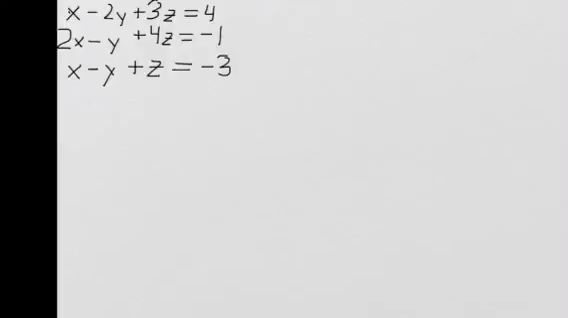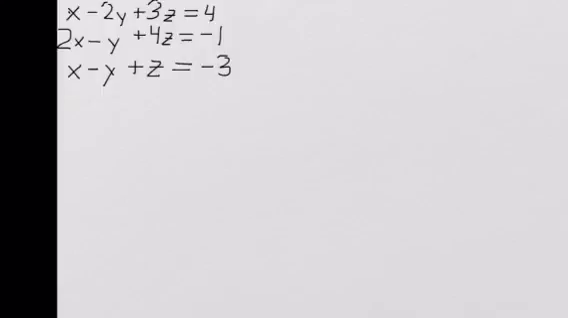So here I've given you a system of equations. x minus 2y plus 3z is equal to 4. 2x minus y plus 4z is equal to negative 1. And x minus y plus z is equal to negative 3.